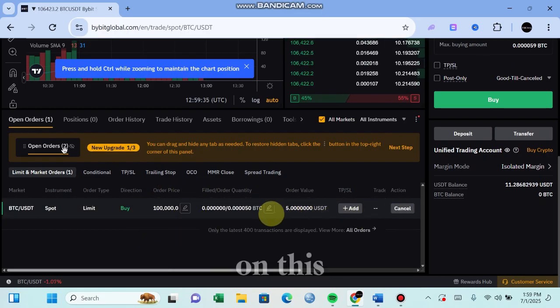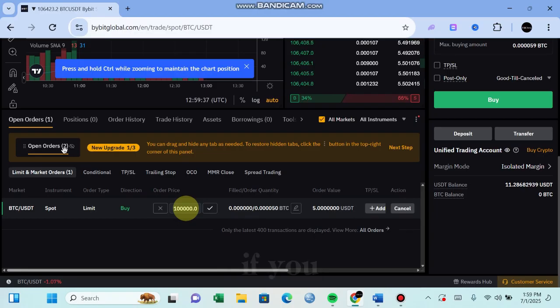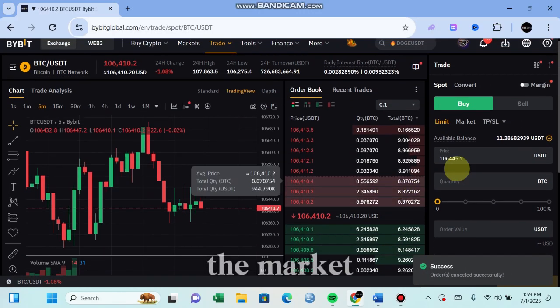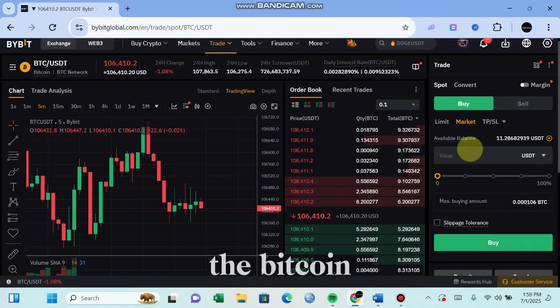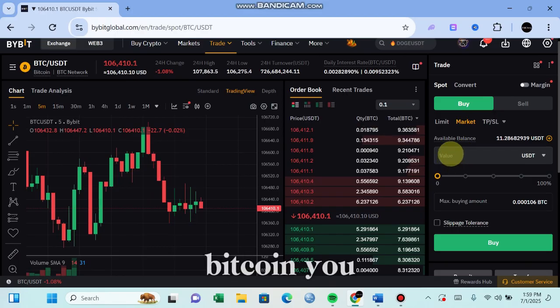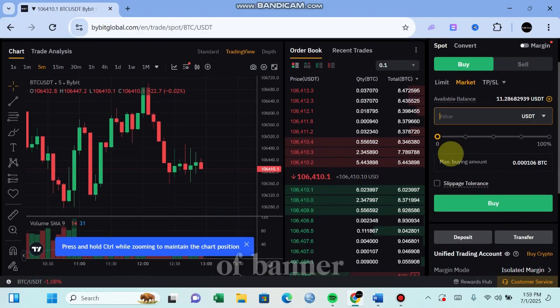So on this page, you can also make edits. If you want to edit the price, you can do so right here. If you want to edit the amount, you can do so right here. But right now, I'm going to cancel this. Then the market order is straightforward. A market order simply means you want to buy the Bitcoin at the current market price. You can simply put in the amount of USDT you want to spend and tap on buy now, and it's going to buy the Bitcoin immediately.